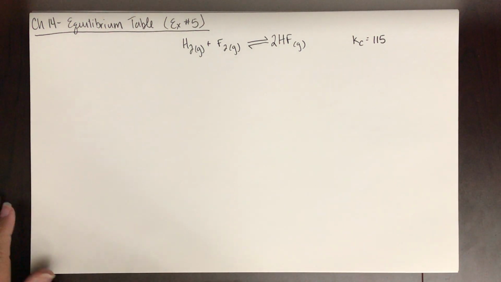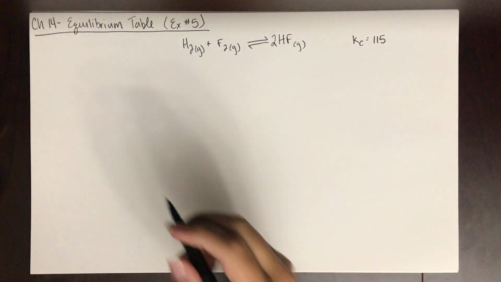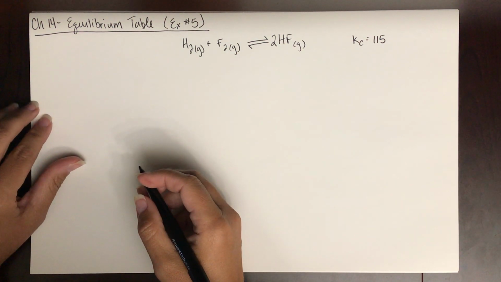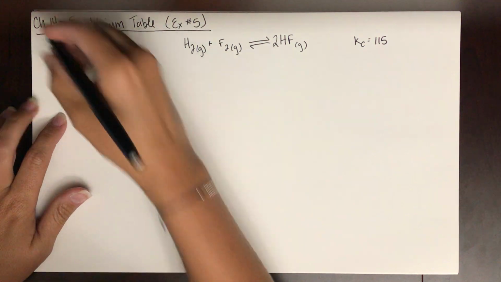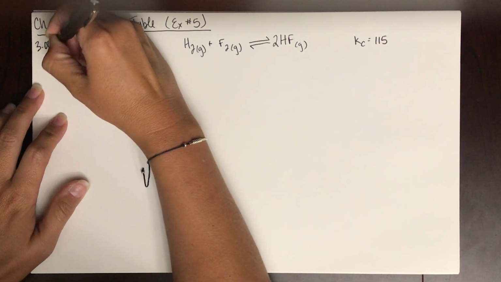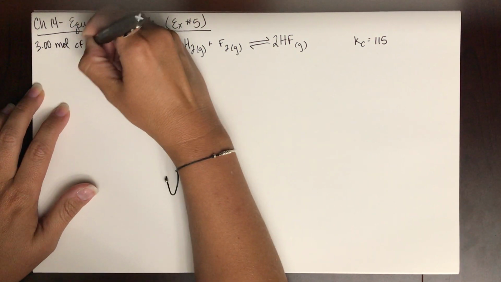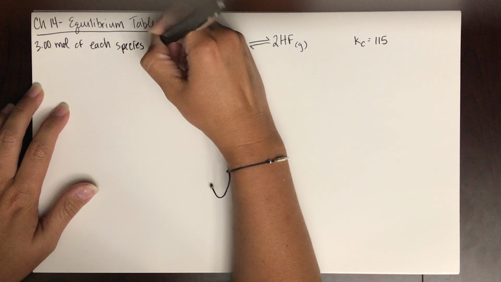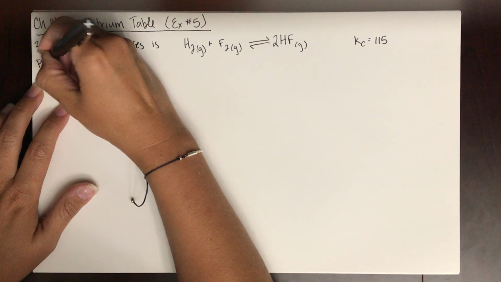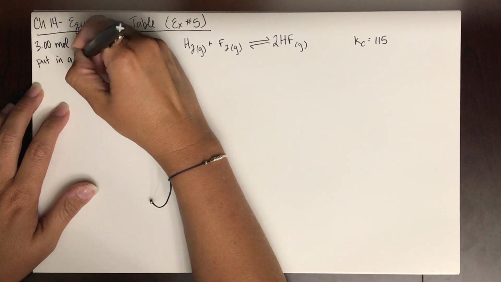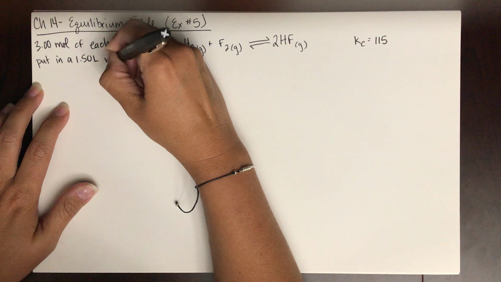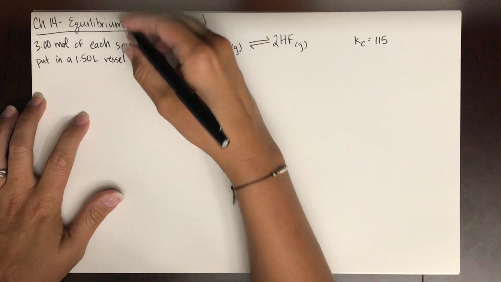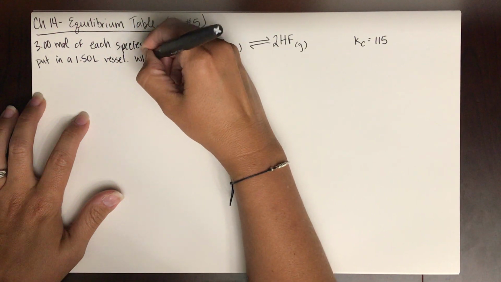Okay, so here's the question. It says 3 moles of each species is put in a 1.5 liter vessel. What is the equilibrium concentration of each species?